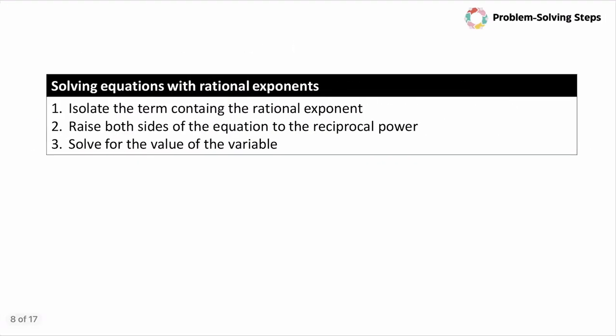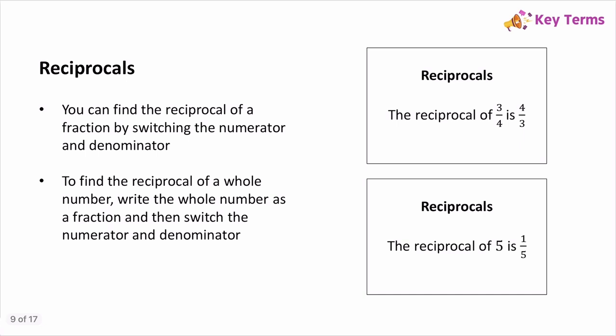So now let's work on solving some equations that have rational exponents. In order to do this, you're going to start off by isolating the term that contains the rational exponent. Then you'll raise both sides of the equation to the reciprocal power and then solve for the value of the variable. So just a quick reminder about reciprocals.